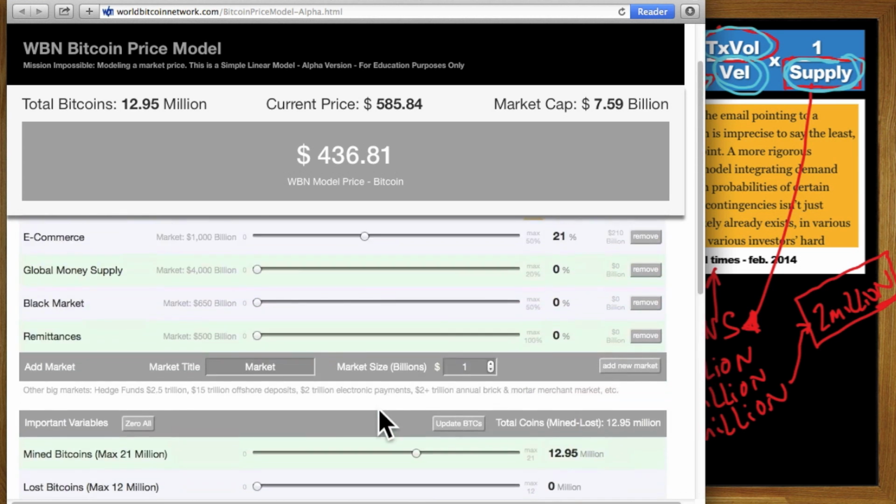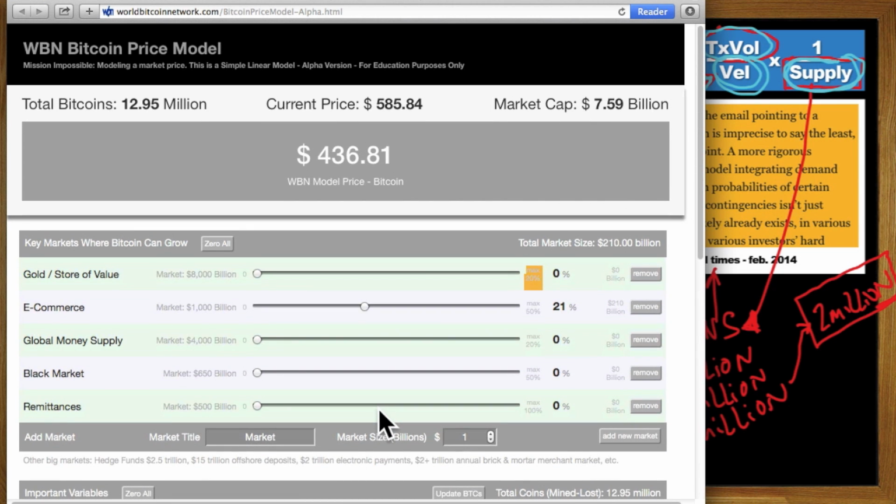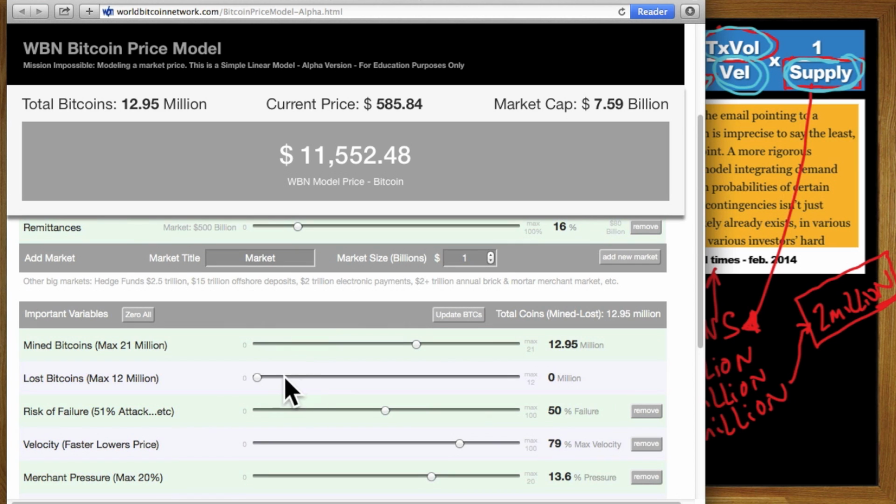So really, the idea here is just to play around and get a feel for where Bitcoin can go. And you can sort of push all these up a little bit and see the real powerful effect that they have on Bitcoin's price. And then you can add some more of these numbers around and play with what you think might be realistic.